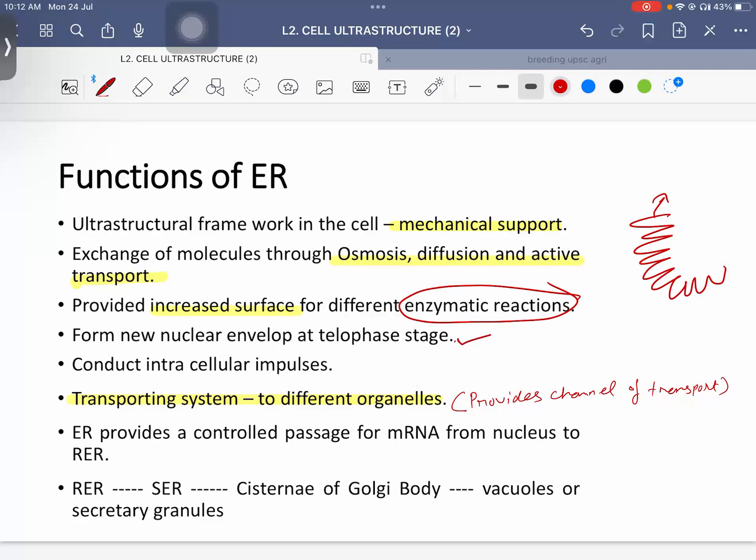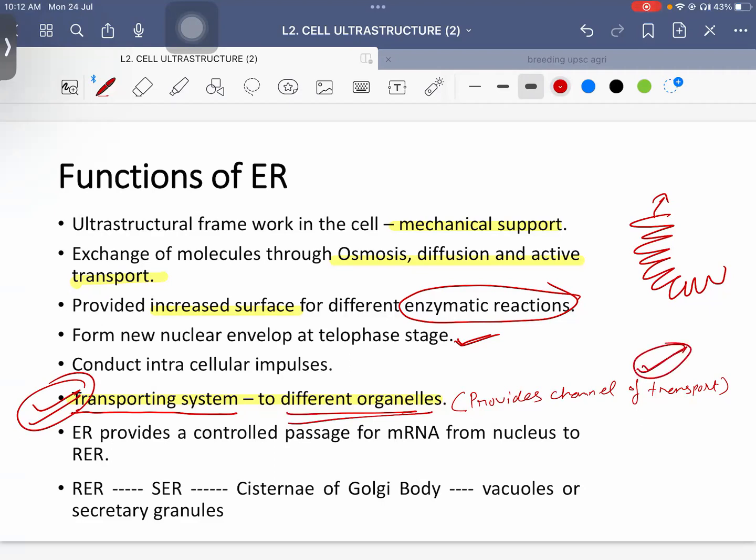This point is not required for you right now because we need to explain a lot to tell that. And the most important is that it is the transporting system to different organelles. This you should remember. It provides a channel of transport.